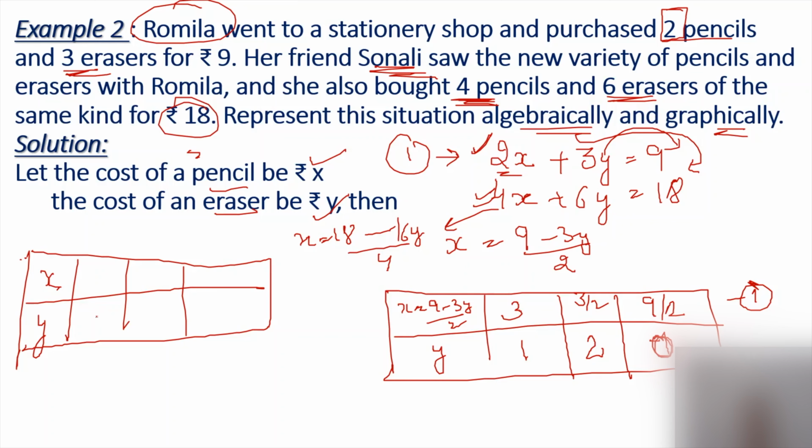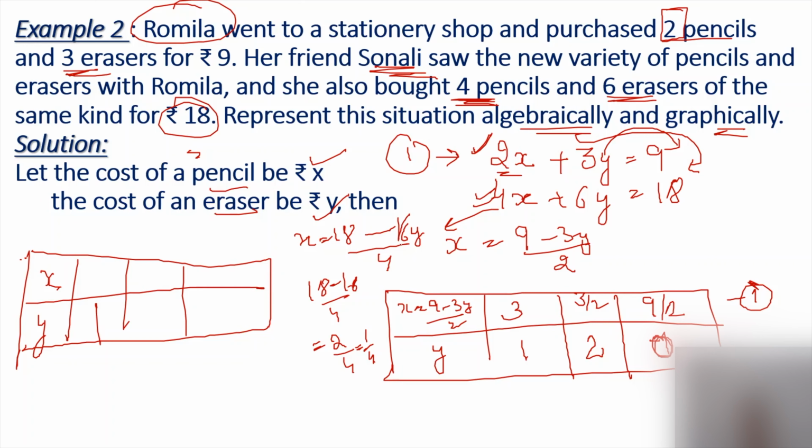X is equal to, y is equal to 1. We will be getting 18 minus 16 divided by 4, that is equal to 2 by 4, that is equal to 1 by 2.